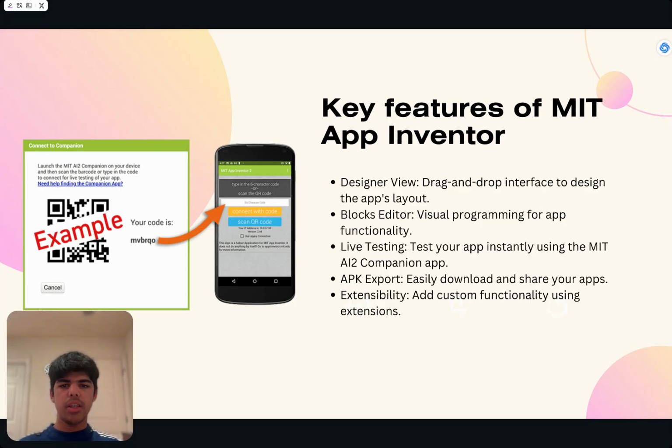Once your app is complete, you can easily export it as an APK file. This means you can install it on any Android device and even share it with others. Lastly, MIT App Inventor is highly extensible. You can add custom functionality to your app using extensions, allowing you to go beyond the built-in features. Together, these features make MIT App Inventor an incredibly versatile and beginner-friendly tool.